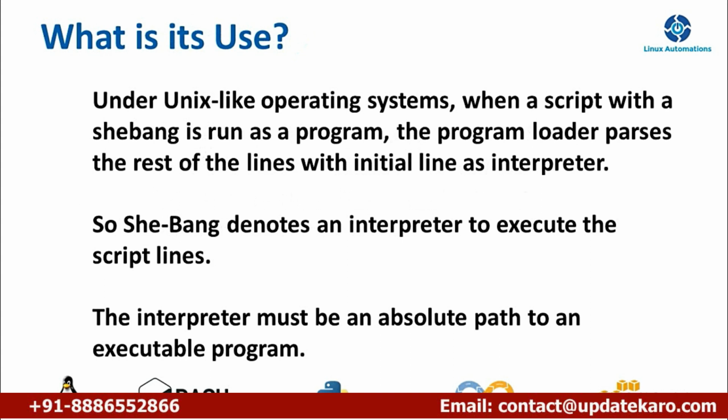In a Unix-like operating system, when a script with a shebang is run as a program, the program loader passes the rest of the lines with the initial line as the interpreter, which is nothing but the line having hash exclamation. So shebang denotes an interpreter to execute the script lines. The interpreter must be an absolute path to the executable program.